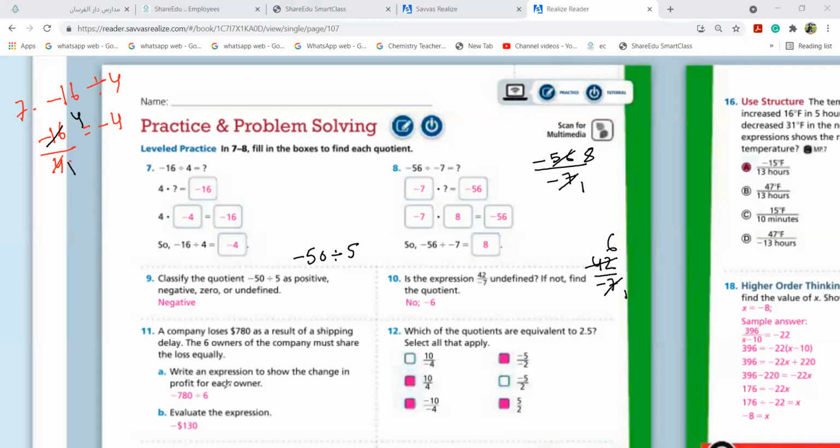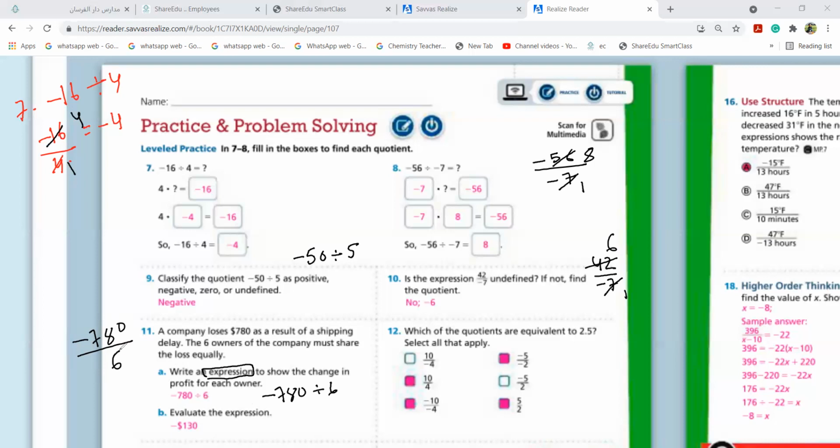Yes, Miss. A company loses $780. Of course, when it is losing, it is -780. And there are 6 owners. So it's -780 divided by 6. This is what they wrote in the first one. This is the expression. In an expression, you will never solve it. You will just write -780 divided by 6. When they ask you to evaluate, it means solve the expression.